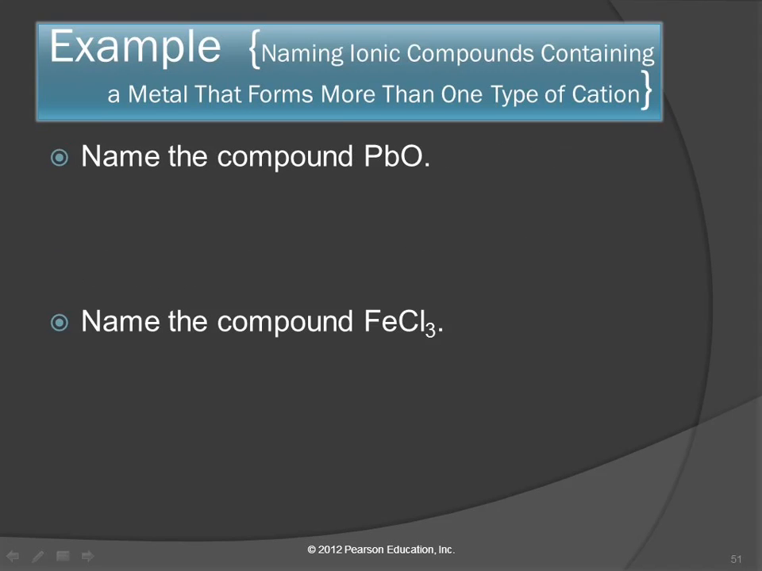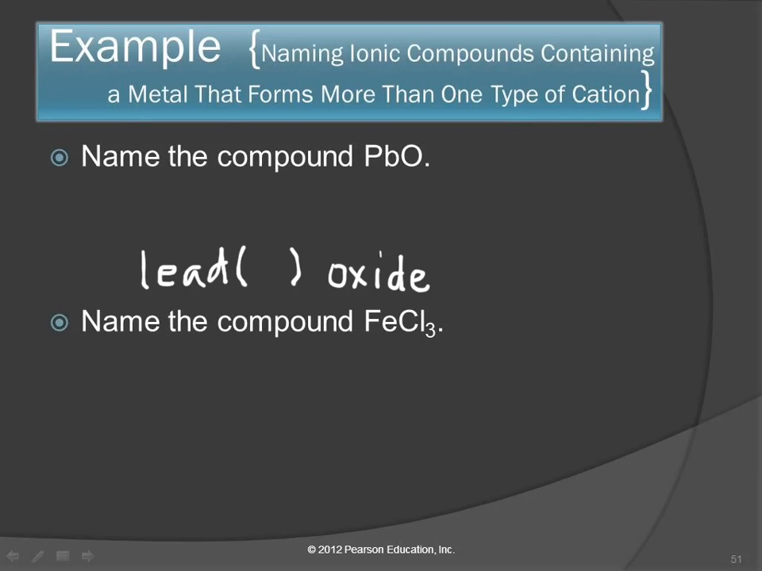Lead. And then we ask ourselves, is lead in group 1, 2, 3, zinc or silver? No, it's in group 4A. That's not 3A. It's not a transition element, but it's not in group 3A. So we cannot predict its charge from the periodic table. It needs a Roman numeral. So we're going to leave a space here. And O is oxygen, so that's oxide.